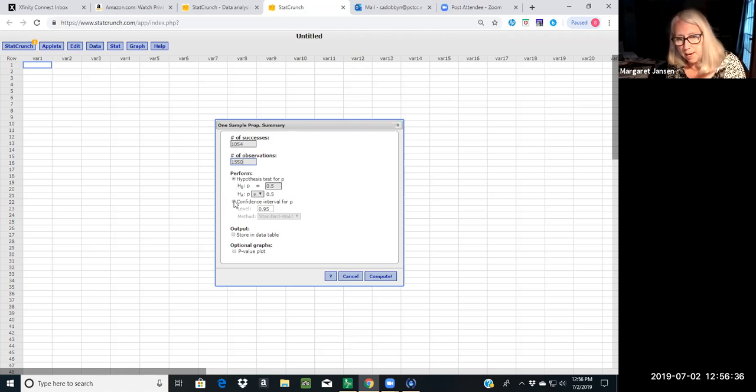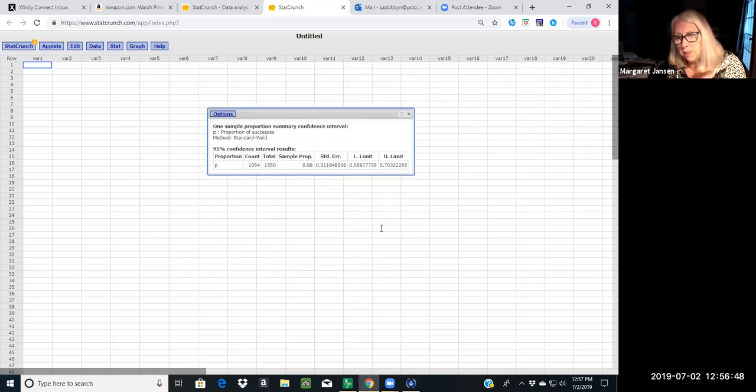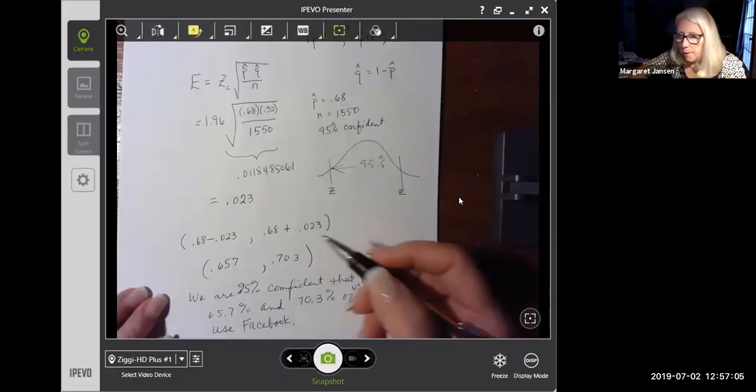I want to create a confidence interval. I did want to be 95% confident, so I don't need to change that. You can leave this at standard Wald and hit compute. And so this is what I get. And notice that, rounded to 3 decimal places, this is exactly the same upper and lower limits that we had previously. Okay, so let me go back to my presenter window, and I'll tell you how I got the 1054.